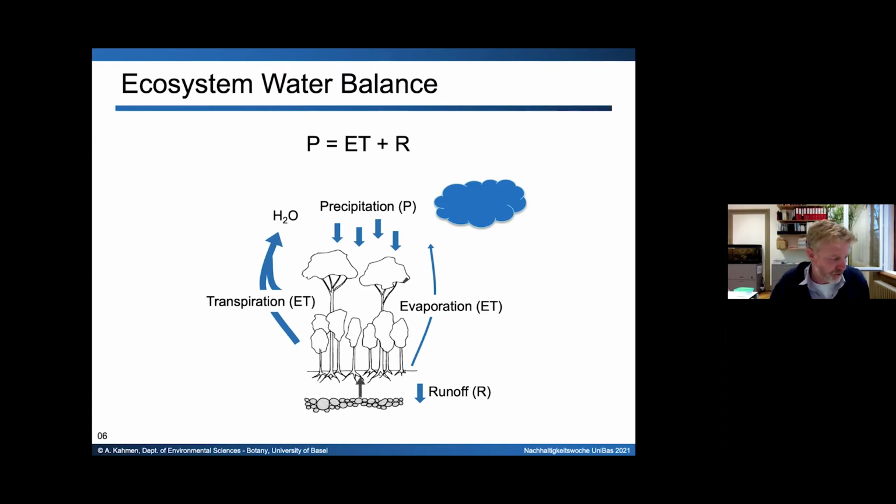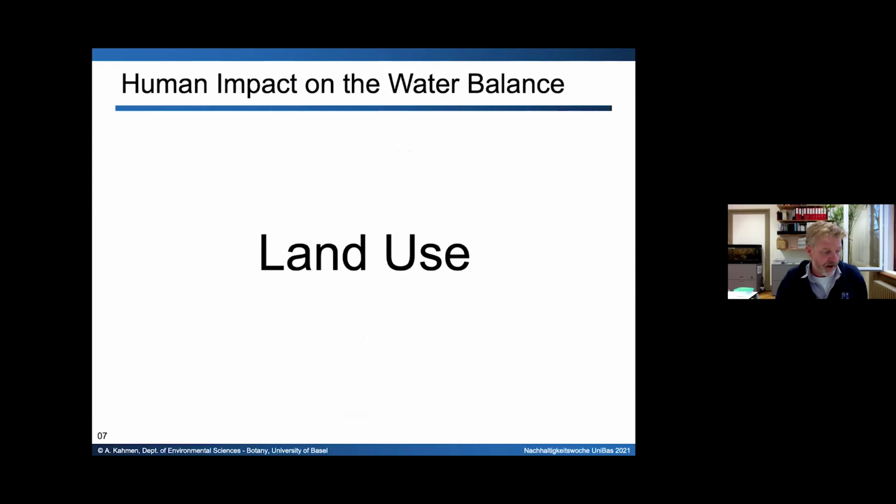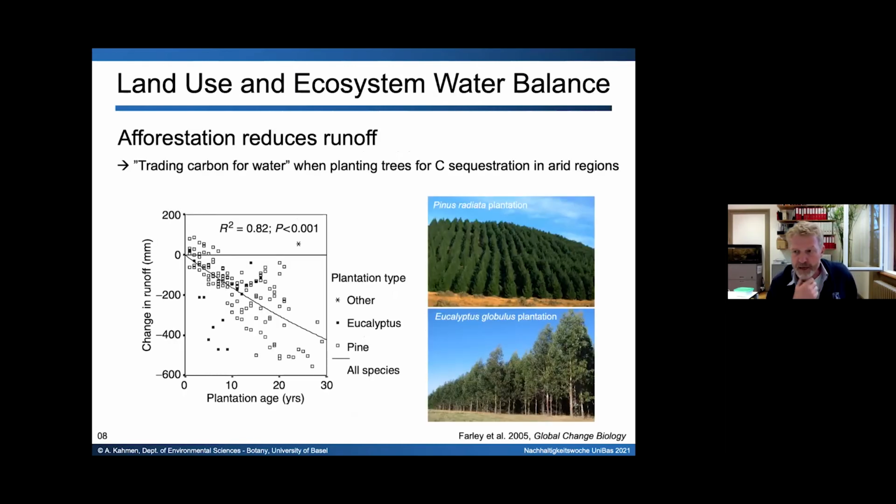And I would like to now show you two examples how humans change, without probably always knowing that, the water balance of terrestrial ecosystems by changing the land use or changing the composition of the vegetation. The first example comes from Australia, from the southeast of Australia, from Victoria, where there have been large incentives to plant pine trees and eucalypt trees, which are rapidly growing trees, for timber production, but also for sequestering atmospheric CO2 in biomass.